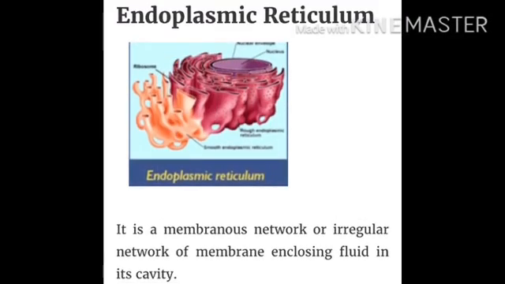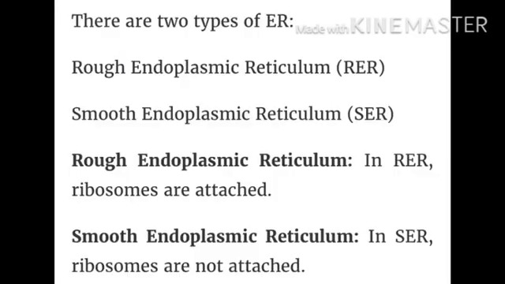This is a little bit extra. Endoplasmic reticulum, you may read about this in 9th or 10th class. It is a membranous network, or irregular network of membrane, enclosing fluids in its cavity. Endoplasmic reticulum is of two types: rough endoplasmic reticulum, RER, and smooth endoplasmic reticulum, SER. In rough, ribosomes are attached, and in smooth, ribosomes are not attached.